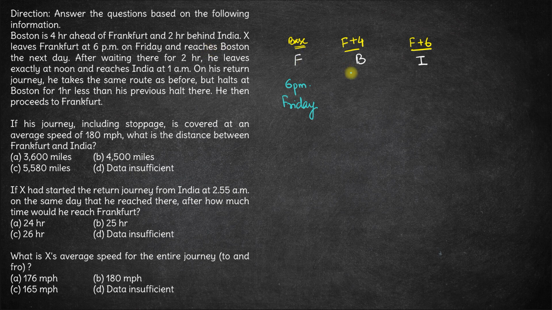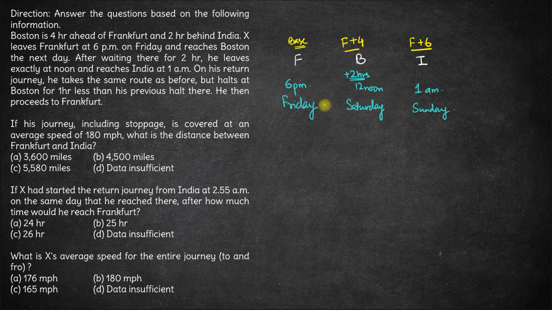And reaches Boston the next day. After waiting there for 2 hours, he leaves exactly at noon. So that means on Saturday at 12 noon, this person left. But in between, he waited for 2 hours here. Okay? Now after waiting for 2 hours, at 12 noon, X leaves from Boston and reaches India at 1 a.m. Okay, so if he leaves 12 noon Saturday, 1 a.m. will be Sunday. That's what we are talking about.